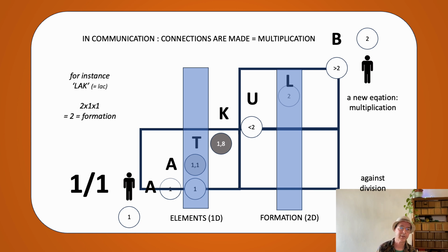Another example is the word lack. So here I have the number 2 in the middle, in the second division there, and the other letters are the number 1. So it's 2 times 1 times 1, which is 2, or it is in the second category. It ends in the second category. It ends in the formation process. So lack is about formation. Lack is a Dutch word which means lack, but in English it's with a C.